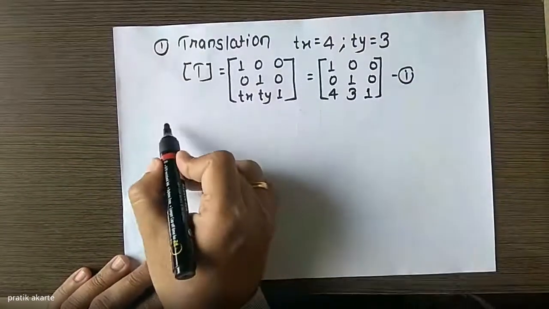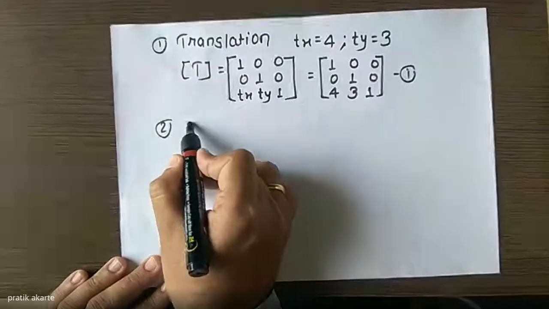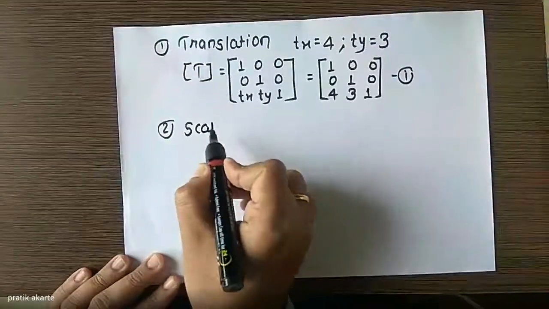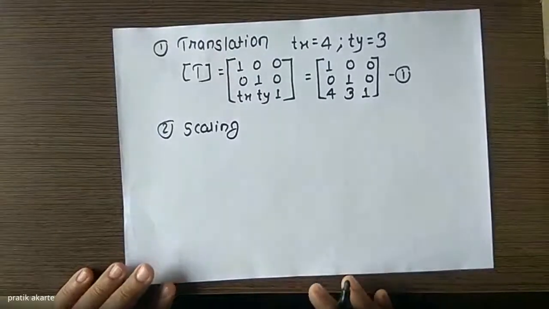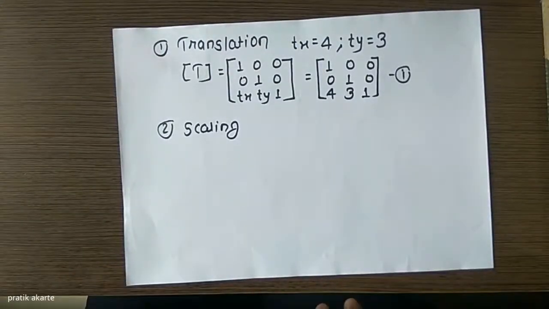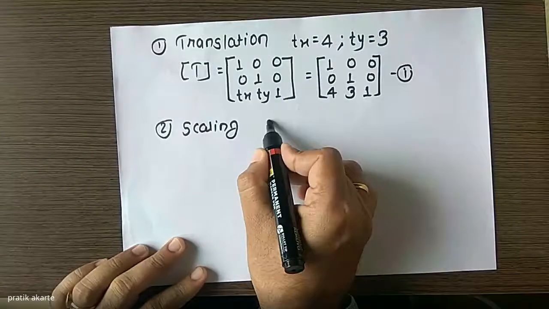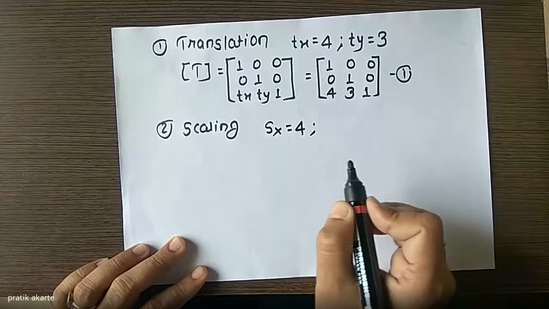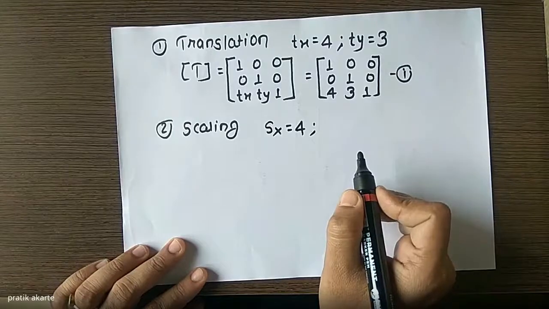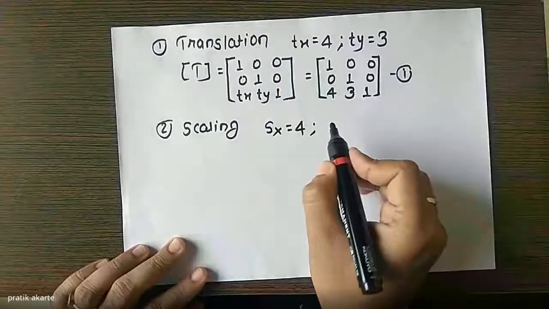Then the second transformation is scaling. They told us to change the scale of x from 1:1 to 4 times, so that is Sx is 4, and of y from 1:1 to 3 times the original.